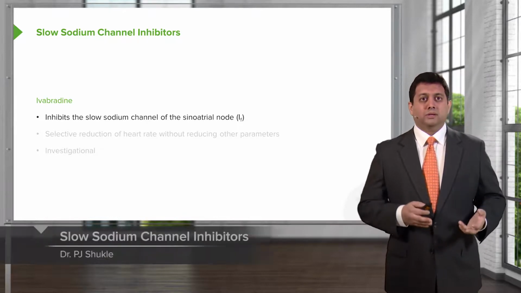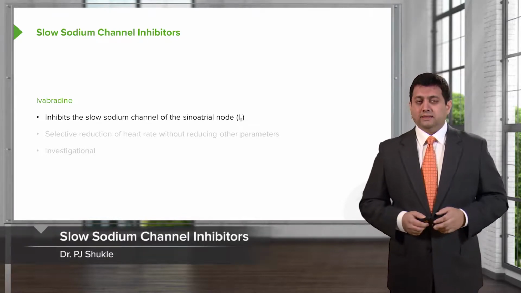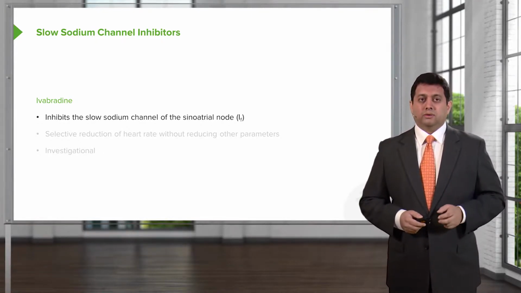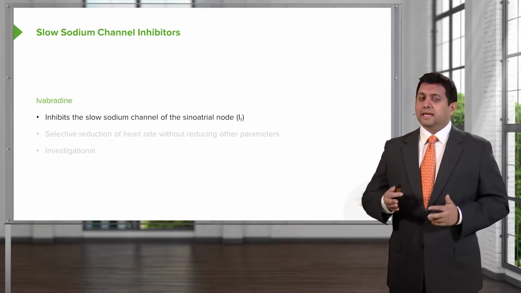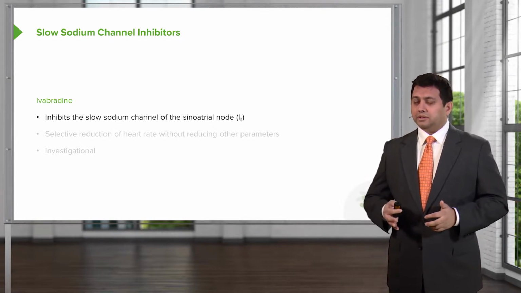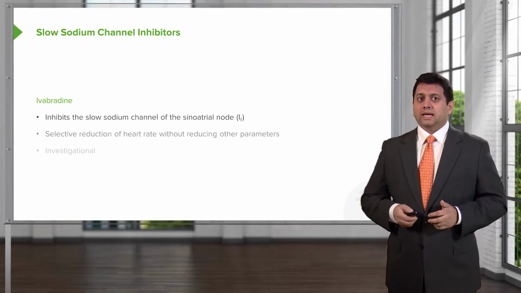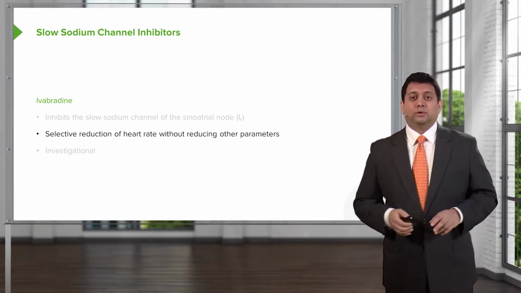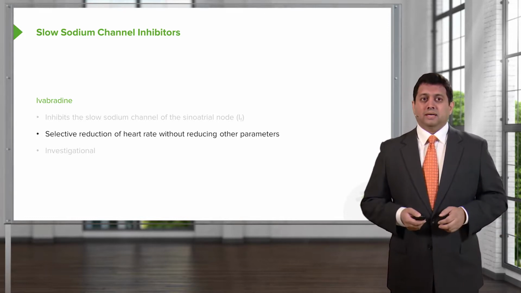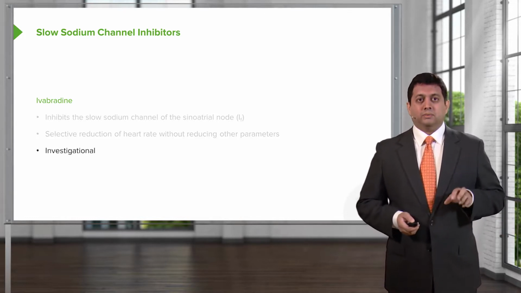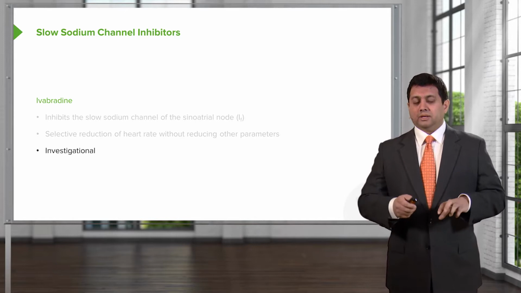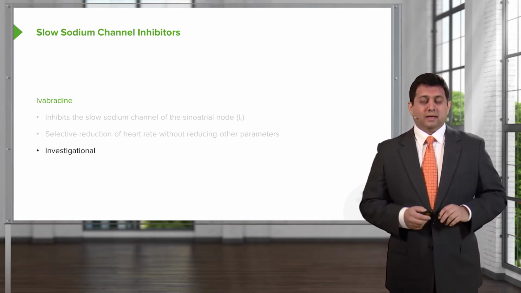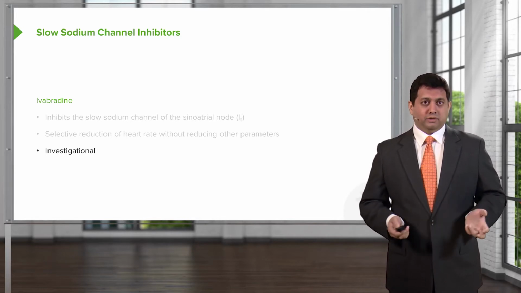We also have slow calcium channel inhibitors. These are specific to one type of calcium channel that is called the slow calcium channel. This inhibits the sinoatrial node as well. It is a selective reducer of heart rate without actually reducing the other parameters like strength of contraction. This is an investigational drug. We expect to see information on this drug at the end of 2016, so you may or may not have information by the time you view this video.